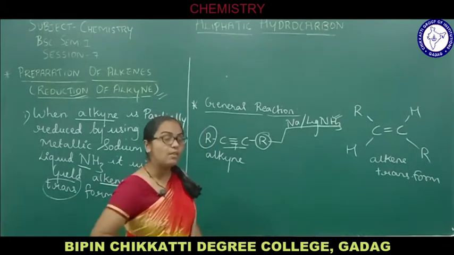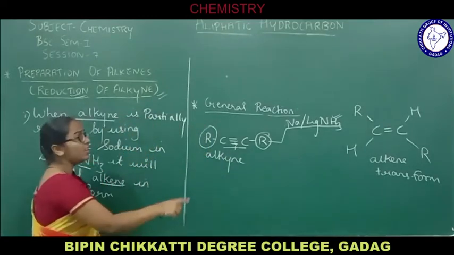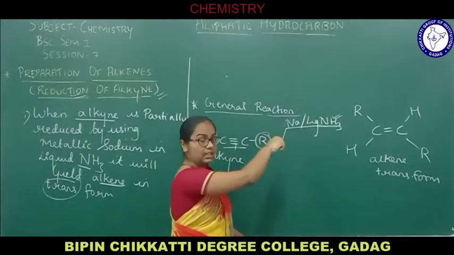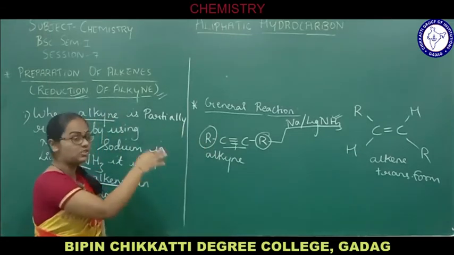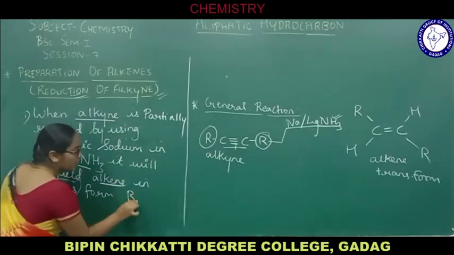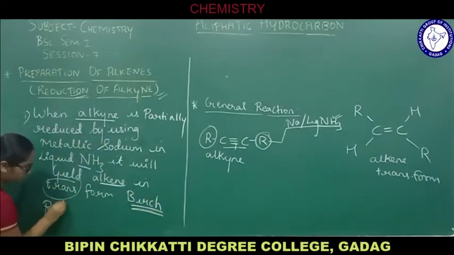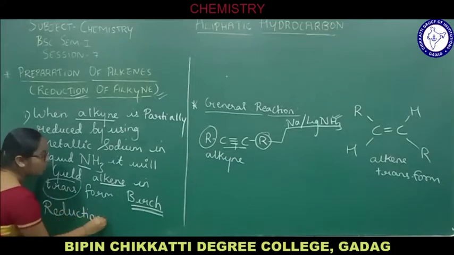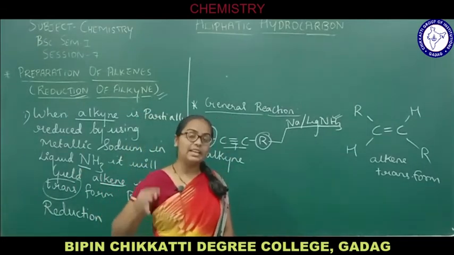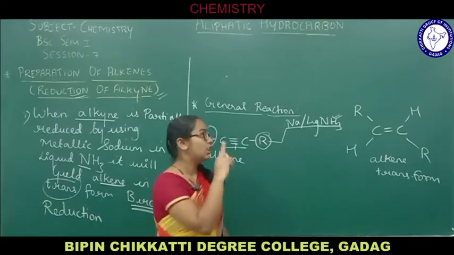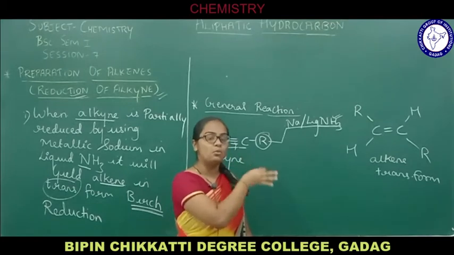Okay, so let's talk about another alkene formation. Now this type of reaction, where metallic sodium is taken in the presence of liquid ammonia, so that this type of partial reduction is called Birch reduction. Okay, so this type of reduction is called Birch reduction, where the alkyne undergoes partial reduction in the presence of sodium, and that's why they add liquid ammonia, to form a trans form of alkene.